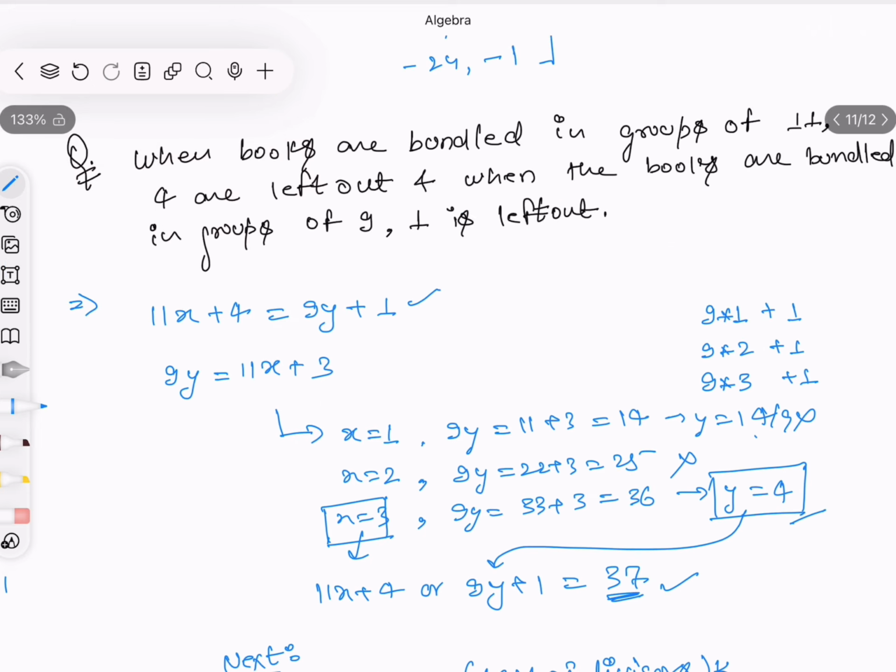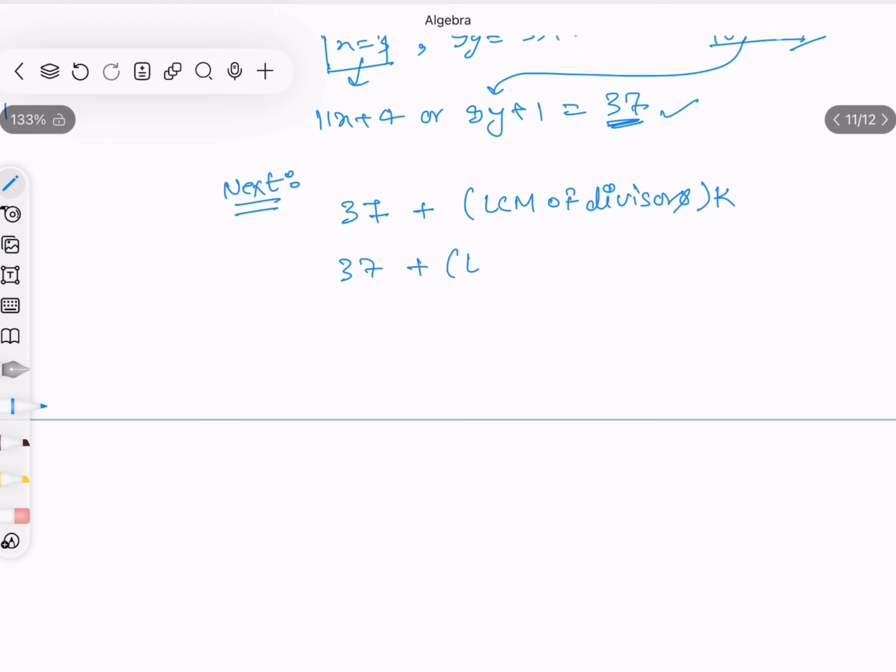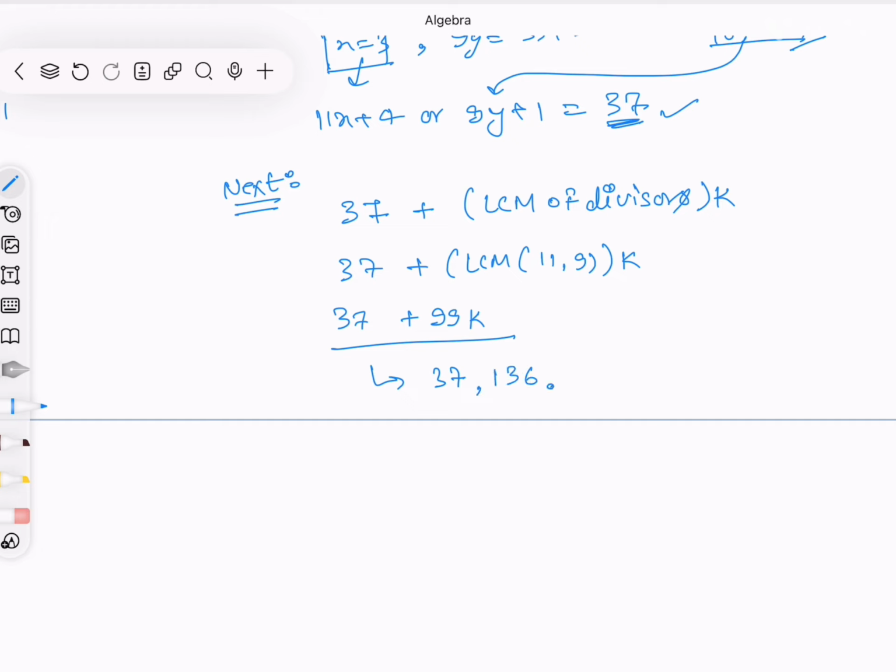Divisors are basically your coefficients of x and y. So in our case that is 11 and 9. So if I want the LCM of 11 and 9, then I will multiply it by k. How much is the LCM of 11 and 9? That is 99. So 99k. So if k is 0, in that case this will be 37. If k is 1, then that will be 136, 235, 334, and so on. Right? So now we can find all the values that we want.